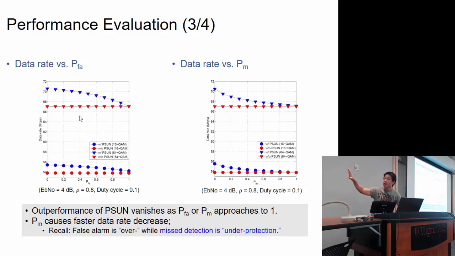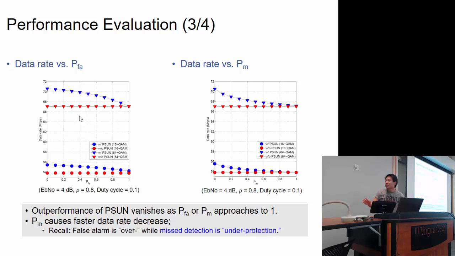And this set of results indicates the impact of imperfect sensing. So we have false alarm probability and misdetection probability. And obviously, as either false alarm probability or misdetection probability approaches 1, the outperformance disappears, and the performance converges to that of the system without the technique.